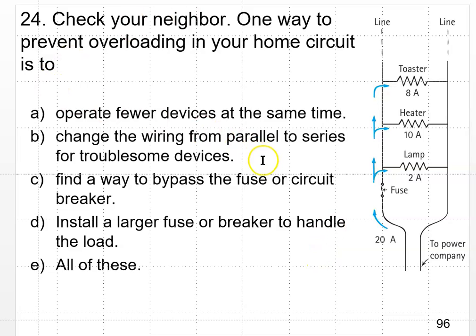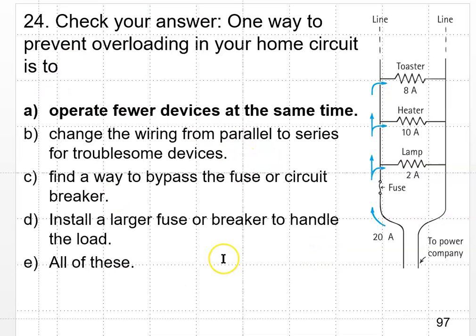One way to prevent overloading in your home circuit is to operate fewer devices at the same time. So if your breakers pop, usually it's because you plug too many things in or too many things that draw too much current. Toasters and heaters have a tendency to draw a lot of current, and they will pop breakers frequently. So if that happens to you, it's usually something like a toaster or heater. If it isn't that, then it might be something wrong. You could have a short circuit in one of these, in which case, unplug things. Hey, don't plug them back in until somebody checks them out.